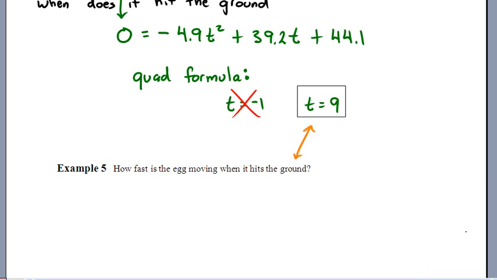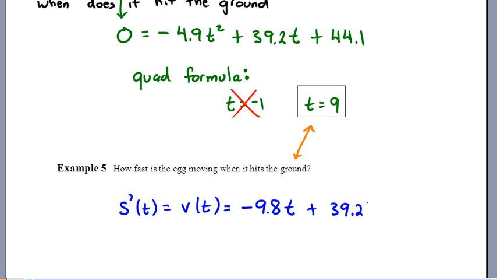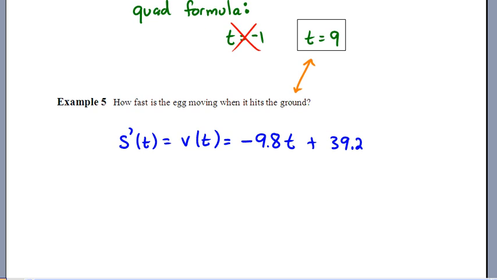And halfway through our solution, we had actually found s prime of t, the v of t, the velocity. We already saw that go by. That was negative 9.8t plus 39.2. So that works for any time. Let's try it out for one very, very specific time. Let's try it out for 9 seconds. So the velocity at time 9 seconds, all I have to do is just substitute this in.